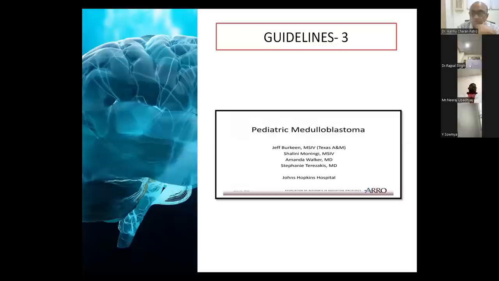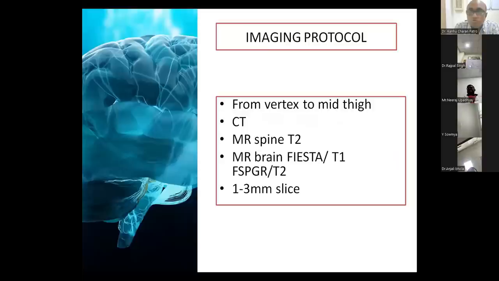And the imaging protocol. What should we do when we are going for CSI? From the vertex to mid-thigh, you have to take the CT. MRI spine, you have to take in T2, because CSF looks white, so you can see where the spinal cord terminates and where the subarachnoid space terminates. MRI brain should be done with FIESTA sequence, T1 FSPGR, T2. FIESTA sequence is to see the cranial nerves where the CSF areas are. T1 contrast, you have to see for any residual lesion. And 1 to 3 mm slices we have to do. So these are the SIOP guidelines.